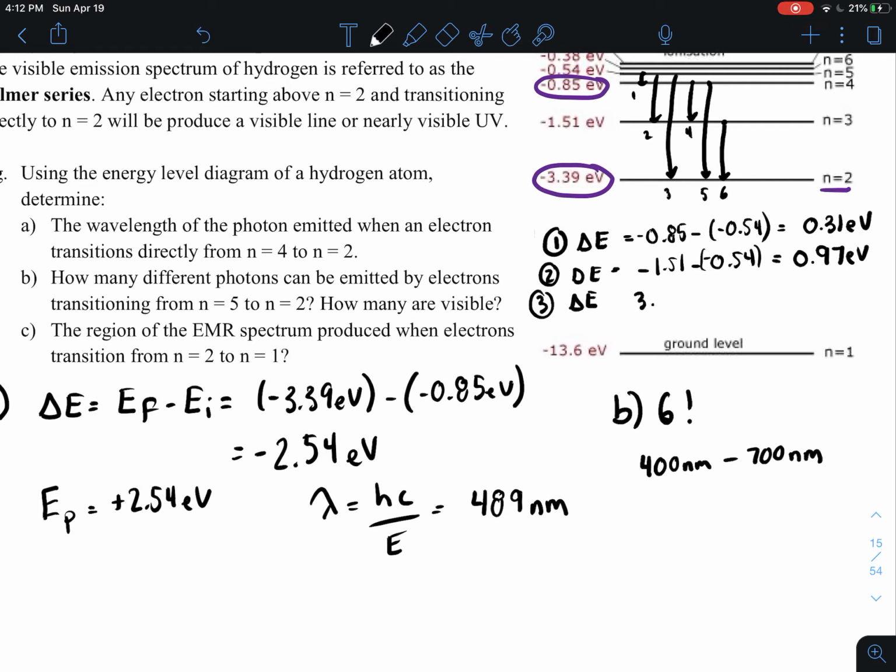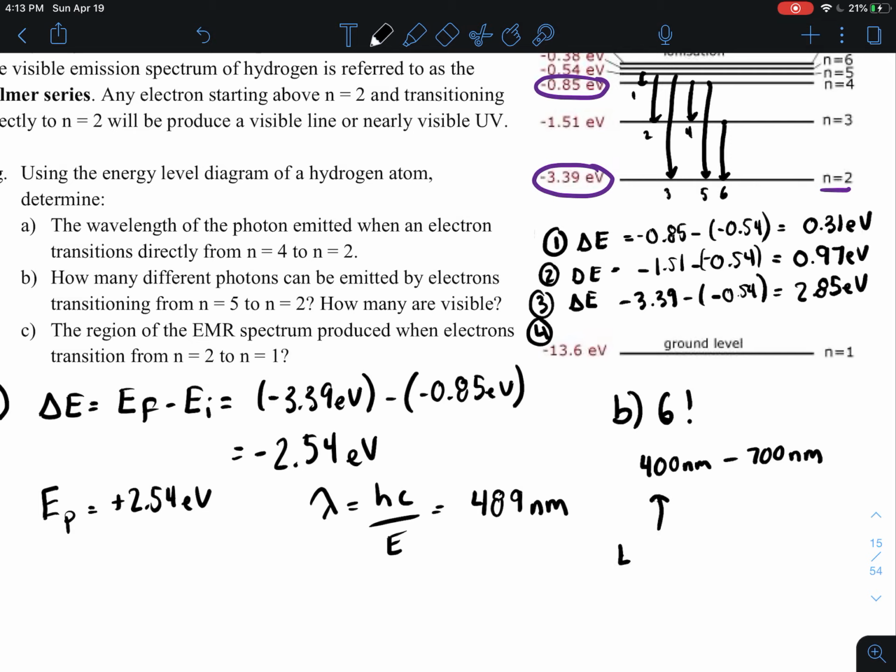So we're going from 3.39 and then 0.54 again. I'm just putting them as positive values, as you can tell. They should all be negatives, but the photon would then have the positive of those. Number 4, and we just continue through. I'll let you work those through.